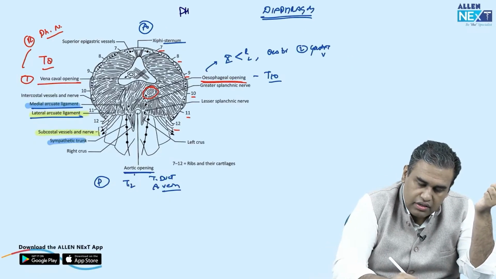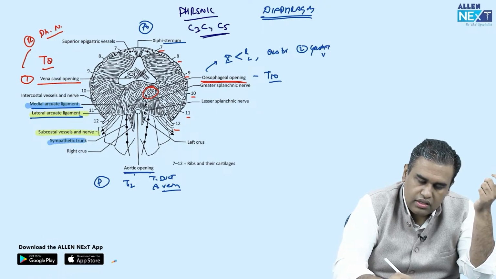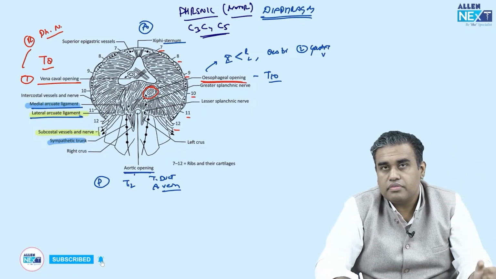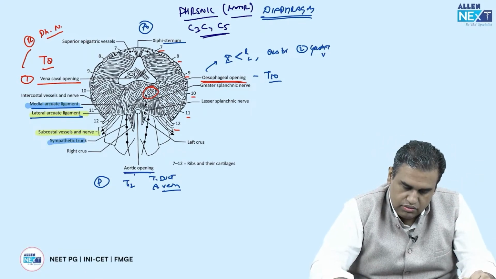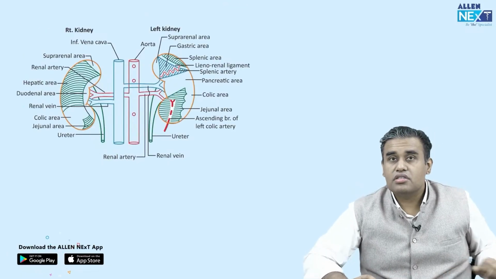What is the main nerve supply of diaphragm? We all should be knowing phrenic nerve, and the root value बहुत बार आया है, C3, C4, C5. Motor nerve supply, the sole motor supply of the diaphragm is phrenic nerve, इतना याद रखना है। Let's move ahead from the diaphragm, अगली kidney पर। So now let us move to the next important high topic.